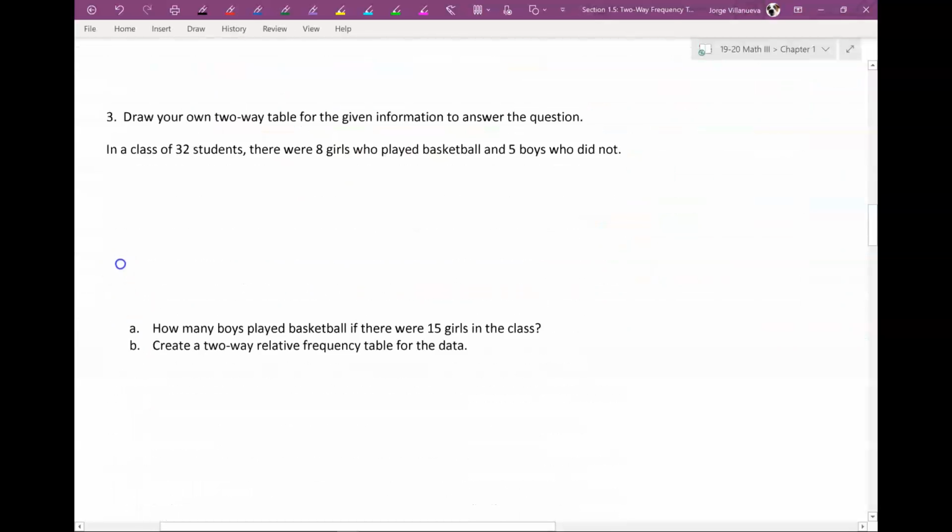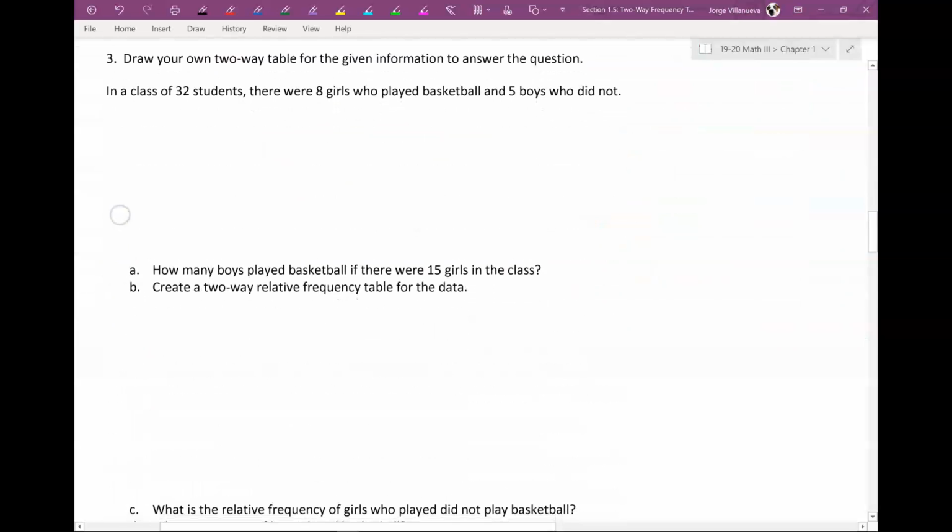Last question here. So notice here they said, you're going to draw your own. We're not going to start anything for you. You're going to be responsible for creating your own table. We will give you information so you know what you need to write down, but you've got to figure it out, okay? So it says, draw your own two-way table for the given information to answer the question. It says, in a class of 32 students, so let me highlight this here, okay? There are 32 students. It says, there are 8 girls who play basketball, and then they say 5 boys who did not.